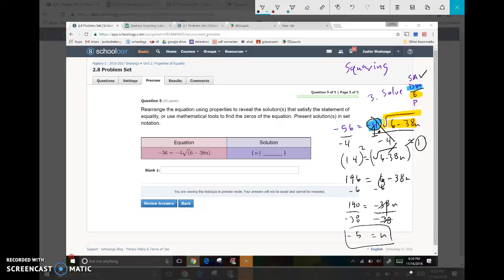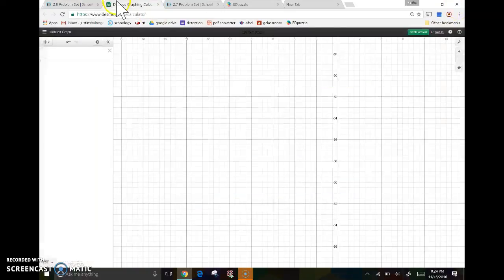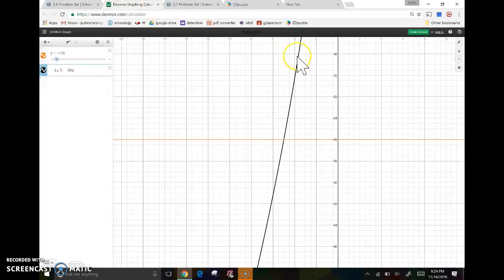So I'm going to show you now how to just put this into the graphing calculator. If you wanted to put this in the graphing calculator, we've got a constant on this side, so we've got to put it in as y equals -56, and then this side is good to go because it already has the variable. So y equals -56, and then we had -4 times the square root of 6 minus 38x. So we've got our two lines.